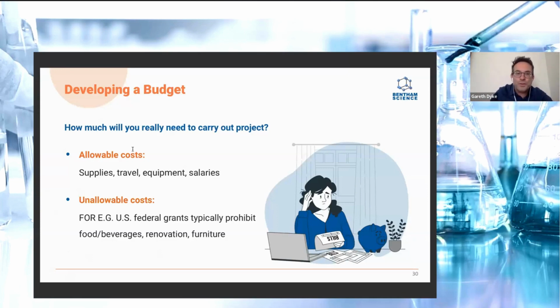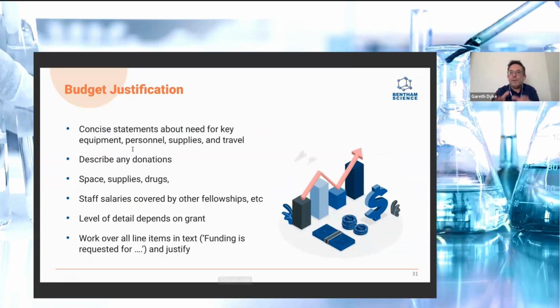So very important to make sure that you are asking for a justifiable amount of money that is also allowable. And so the budget justification in your proposal is very important. Lots of people don't write these sufficiently. You need statements that explain why you need certain things, describing what you're going to spend the money on.